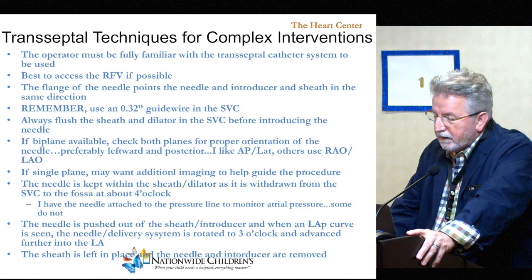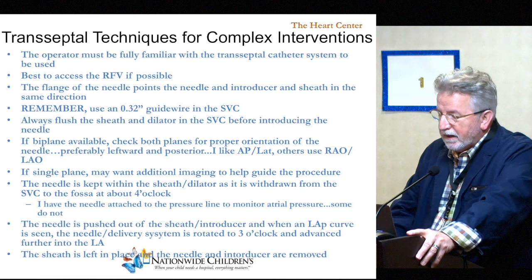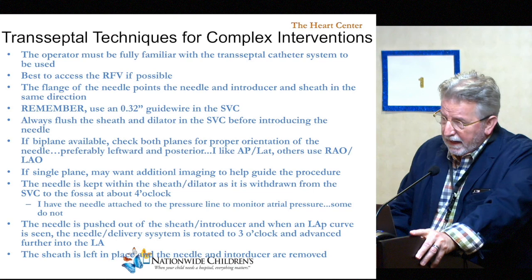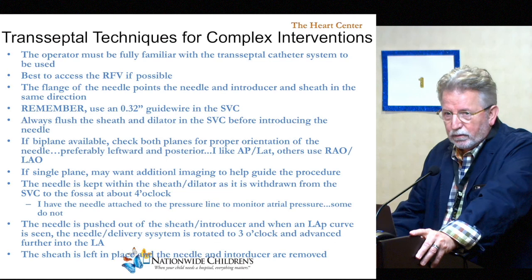And again, you keep everything together and you don't get the needle out. Everything is from the SVC, and of course you rotate it down to the fossa, and then you're really around 4 o'clock when you put the needle out. I was trained by Chuck, so we have the needle hooked to a pressure monitor, and I know that's not true for a lot of places, but we typically were standard AP and lateral, not RAO LAO, but I think it doesn't really make any difference.